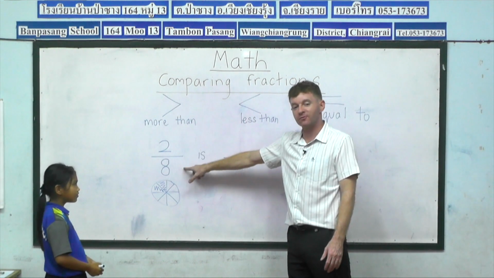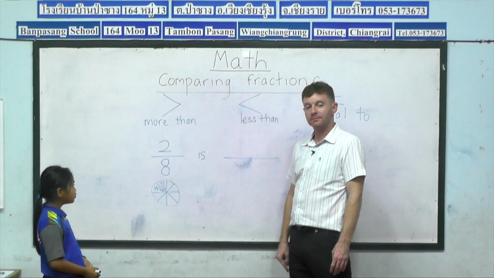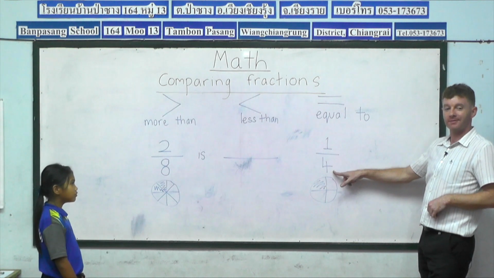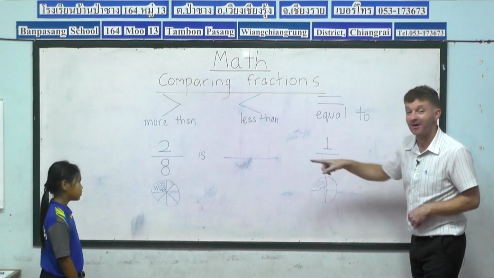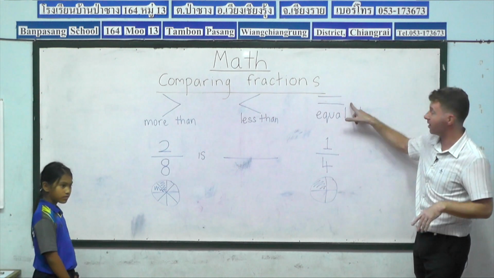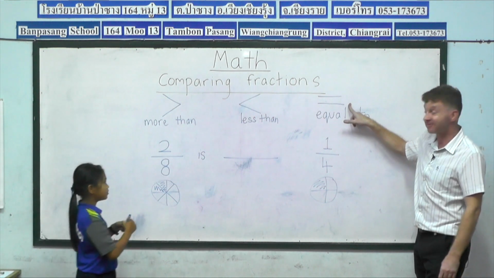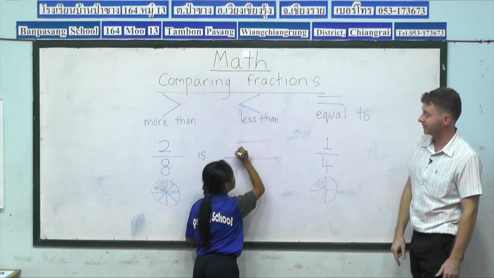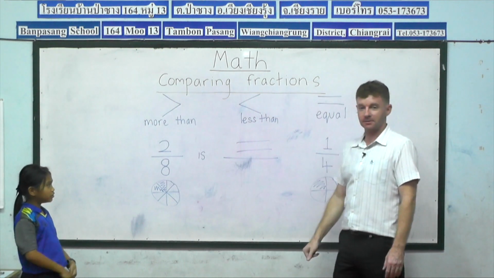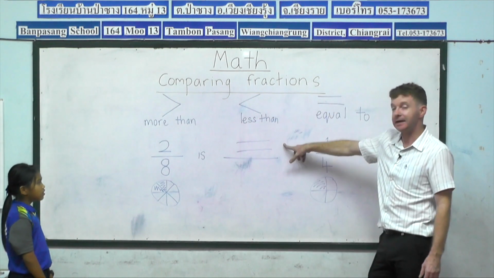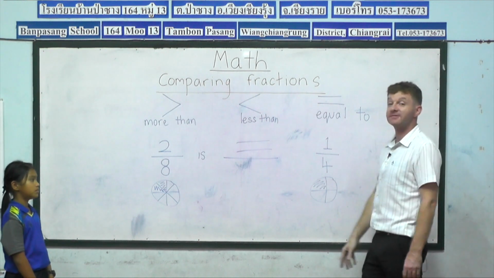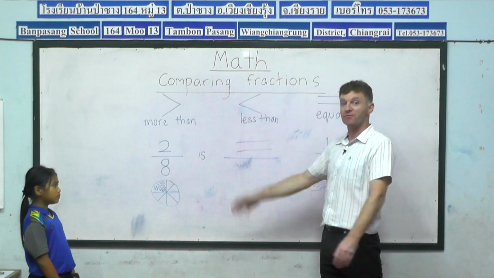How many times does 2 go into 8? 4. How many times does 1 go into 4? 4. Therefore, these are equivalent fractions. And when fractions are equal, we can draw the equal sign. And say together, guys, 2/8 is equal to 1 over 4. And this is how we do comparing equal fractions.